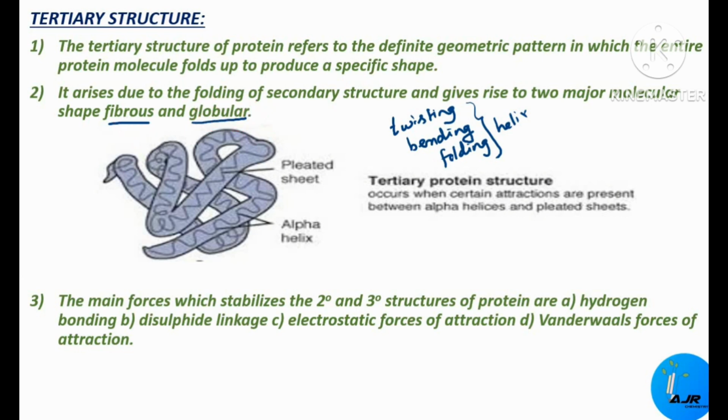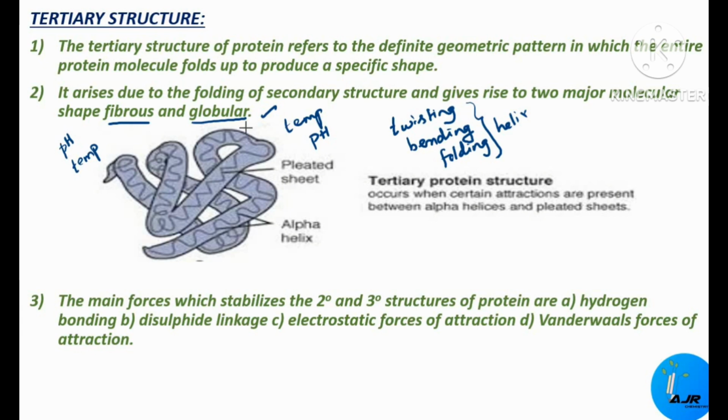Fibrous proteins are insoluble in water, whereas globular proteins are soluble in water. Fibrous proteins are very stable to moderate changes in temperature and pH, so they are not much affected by them, whereas globular proteins are very sensitive to temperature and pH changes.